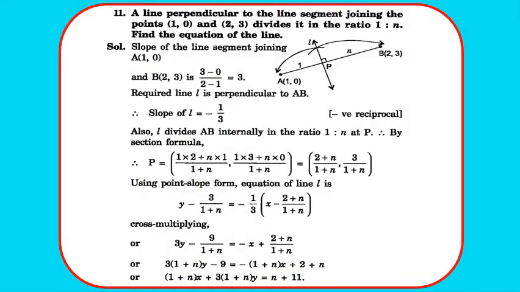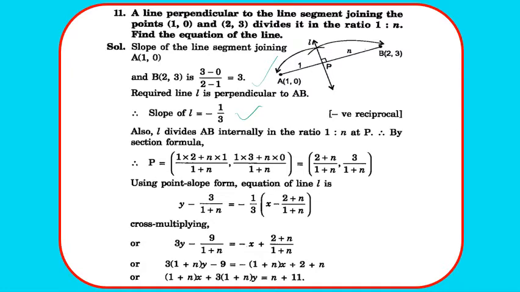Next is question 11. A line perpendicular to the line segment joining the points (1, 0) and (2, 3) divides it in the ratio 1:n. We have to find the equation of the line. Now, the slope of the line joining A and B, the points, we know how to find the slope. Slope is (y2 minus y1) upon (x2 minus x1), which is (3 minus 0) upon (2 minus 1), that is, the slope of the line is 3. Now the required line is perpendicular to AB, so the slope of L will be equal to what? Negative inverse. So the slope of line L becomes minus 1 upon 3.